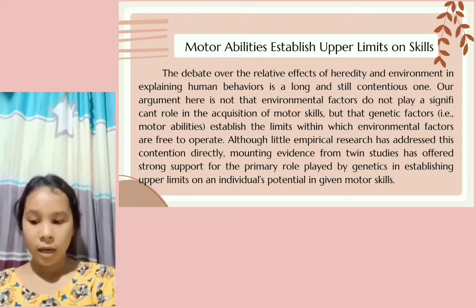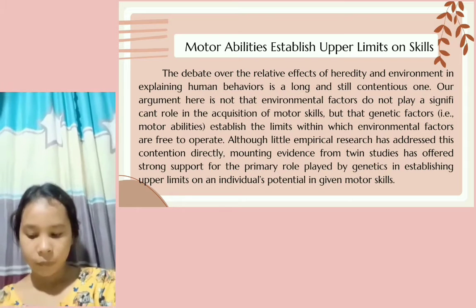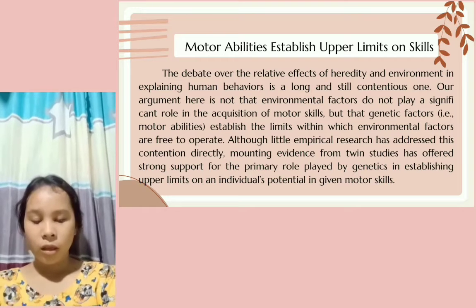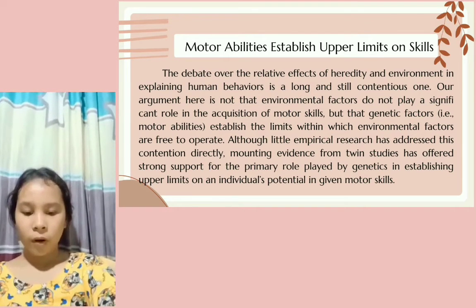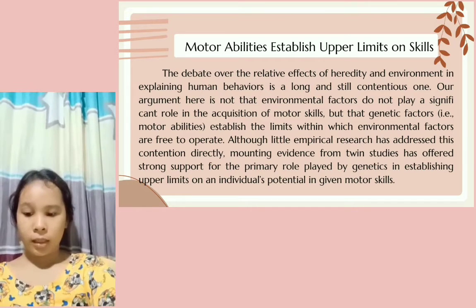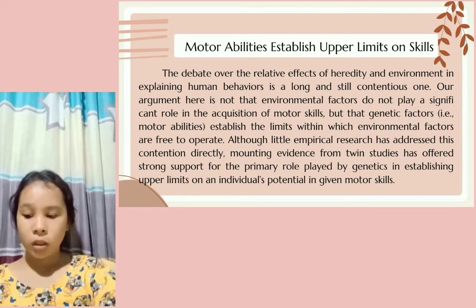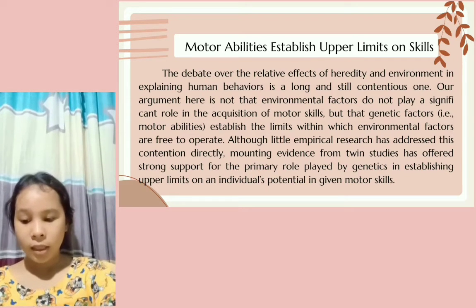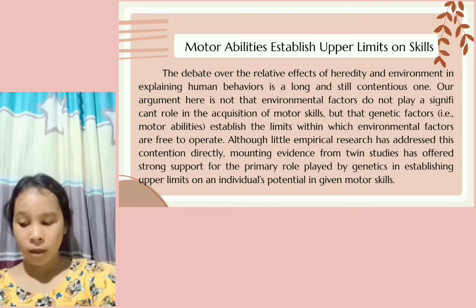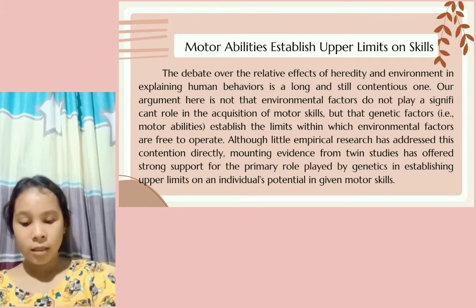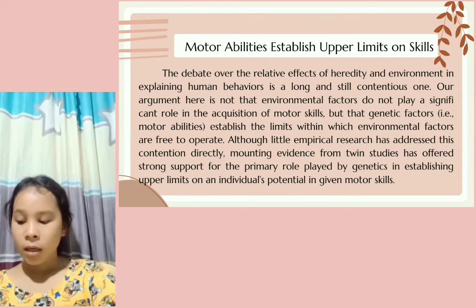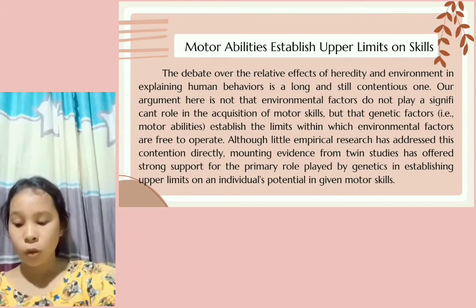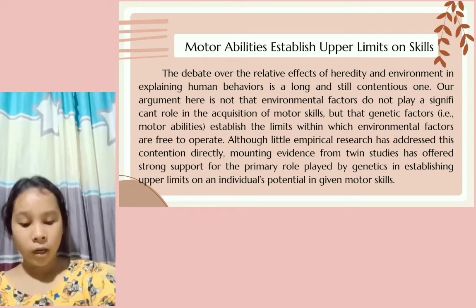Our argument here is that environmental factors are free to operate within those limits, so that human behavior isn't only determined by genetics. The greatest factors that influence human personalities are genetic inheritance and environmental factors. Researchers can estimate the proportion of variance in a trait attributable to genetic variation versus the proportion that is due to shared environment or unshared environment.